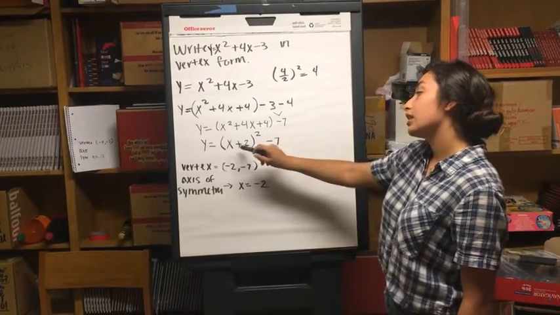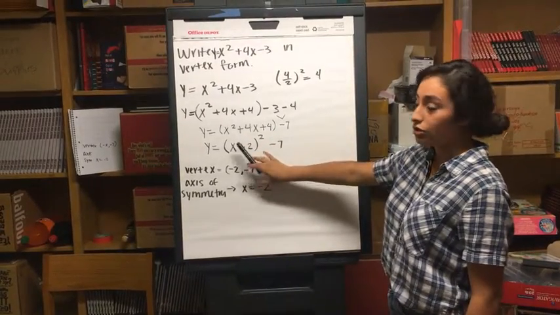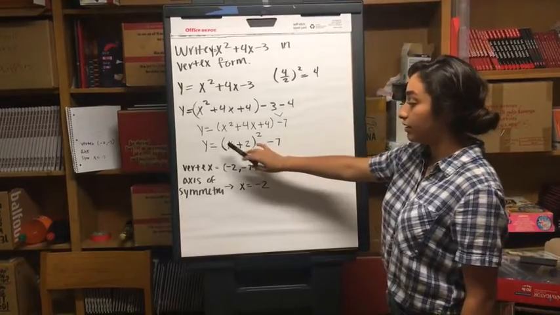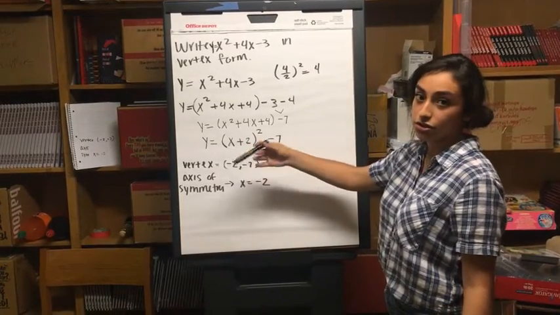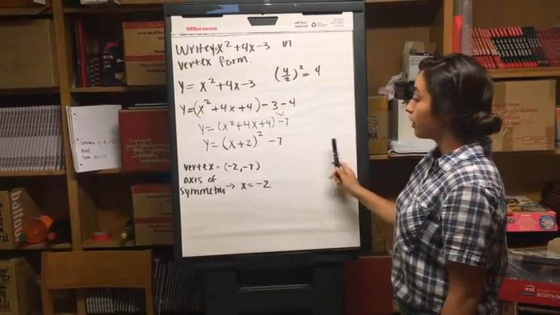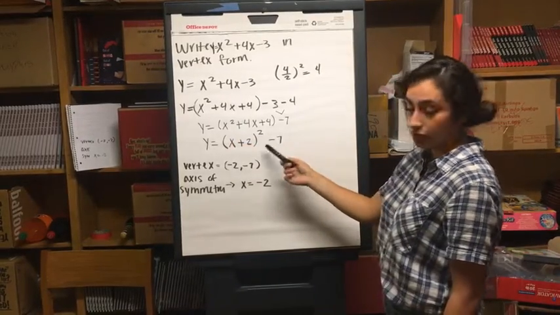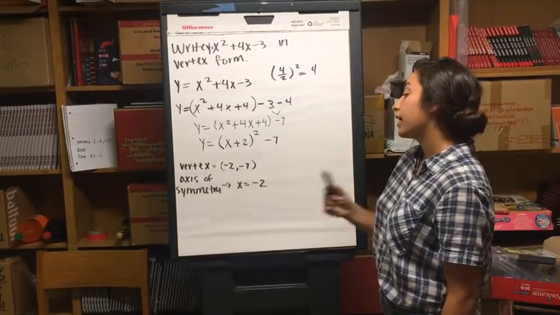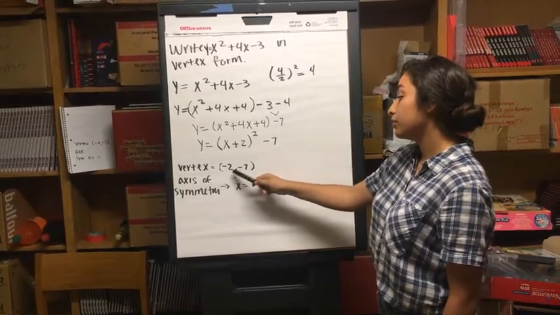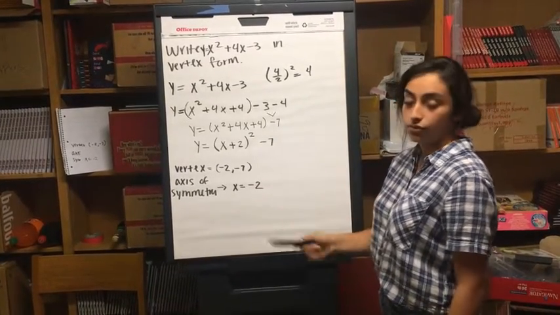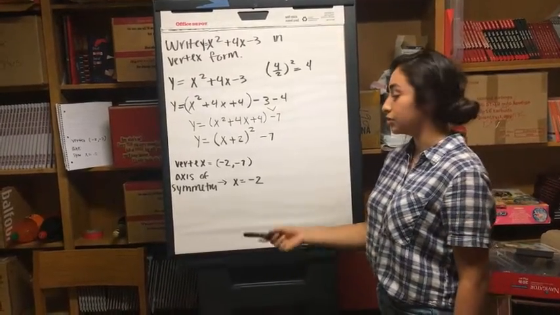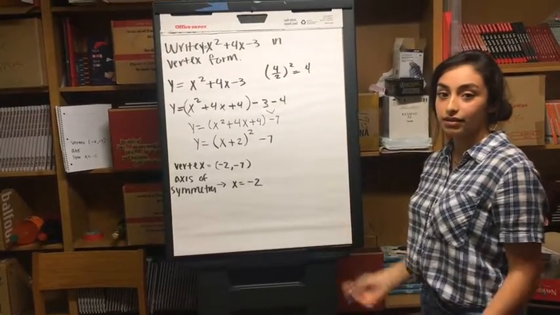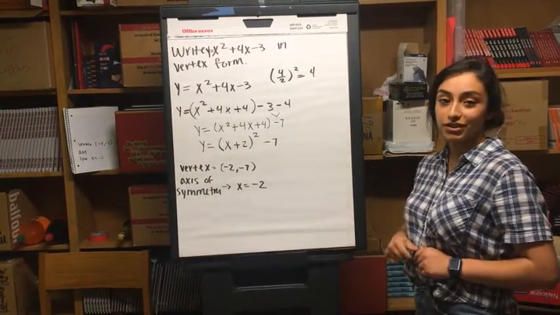To check if you factored it correctly, you can work it on the side and do the actual multiplication using the distributive property. Now with the equation you left off with, you can tell that the vertex is -2, -7. And now you know that the axis of symmetry will be x equals -2, and that's how you write an equation in vertex form.